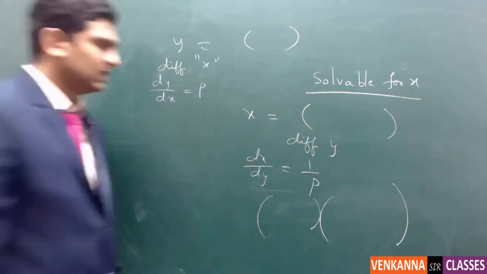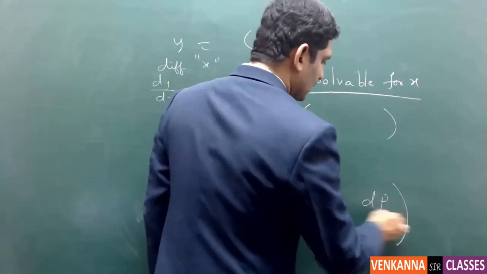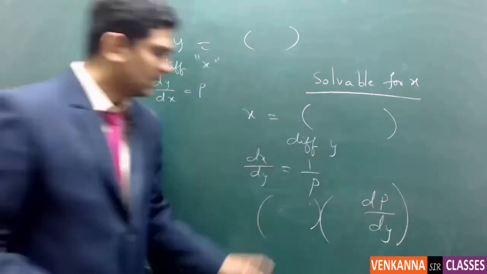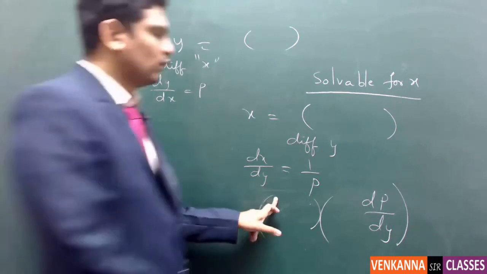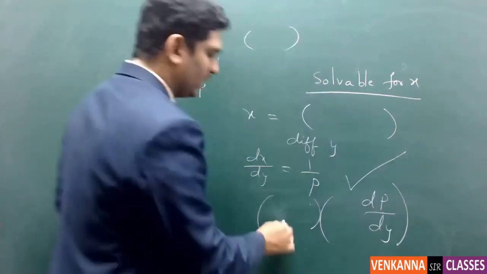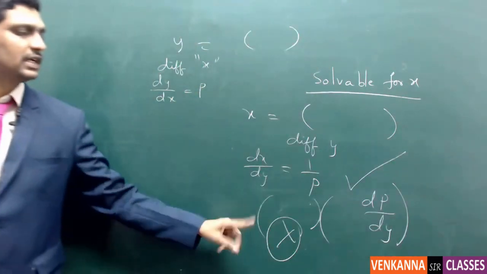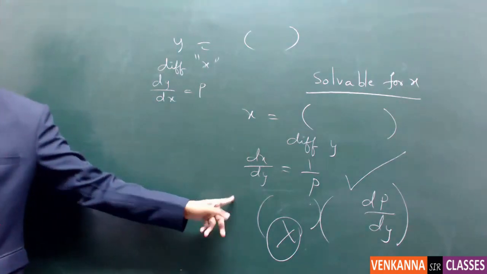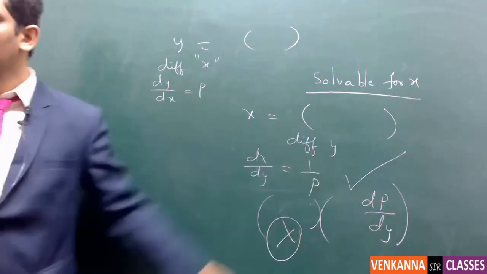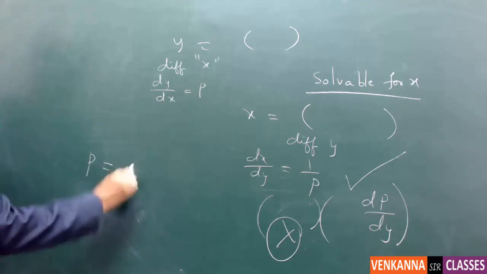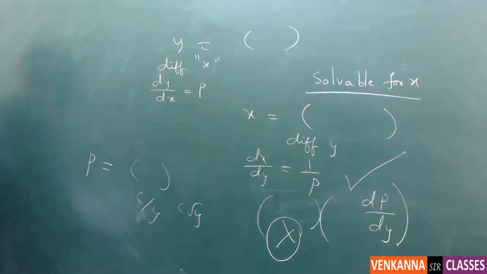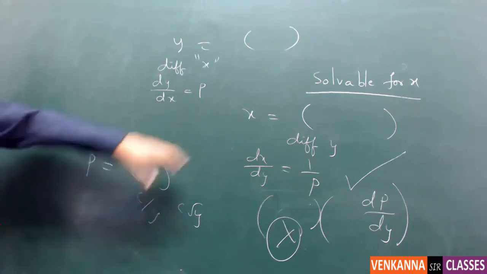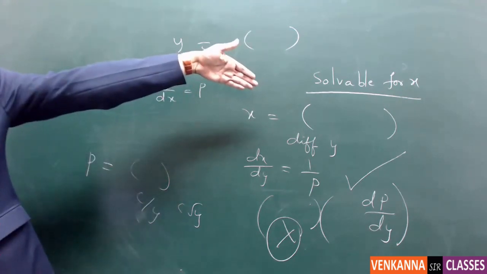So let me say, if it contains dp by dy, this factor contains only p, the differential is not there. We consider this factor and we neglect this because it gives the singular solution. So solving that, you are going to get p is equal to something, just like c by y, c root y, etc. Substituting this value in the given equation, we will have the respective general solution.